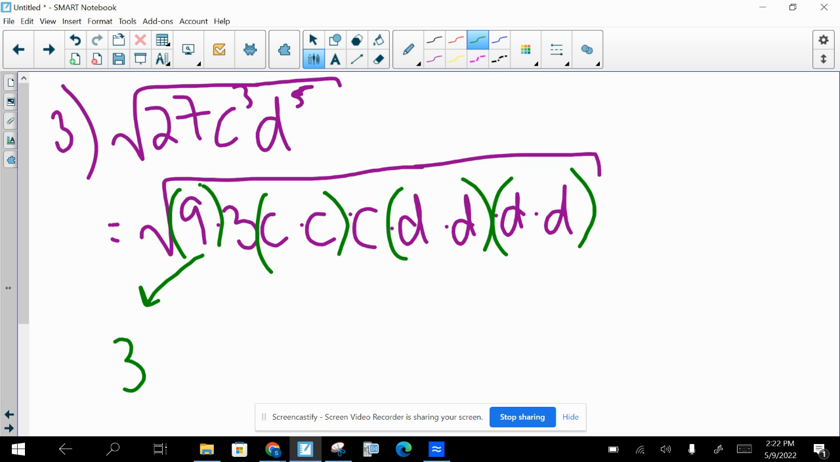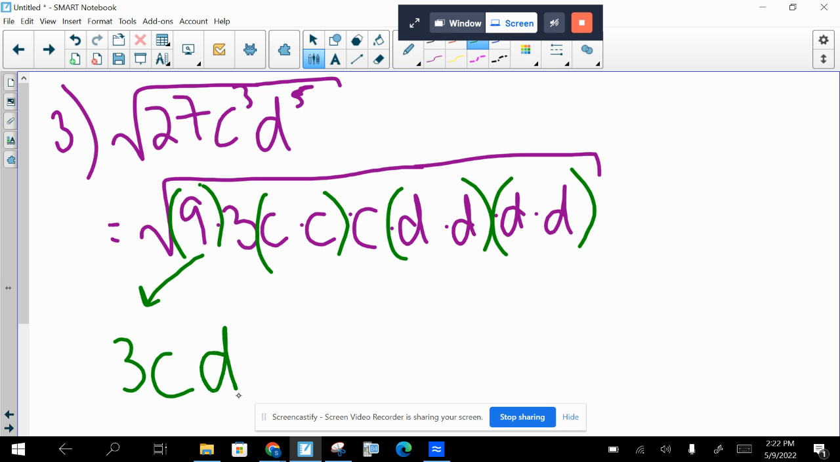All right, so the C comes out. Now I'm going to think ahead here. Both of the D's are going to come out and they're going to combine to be D to the second power. So I'm just going to write it as D to the second. And then the 3 and the other C stay under the radical.